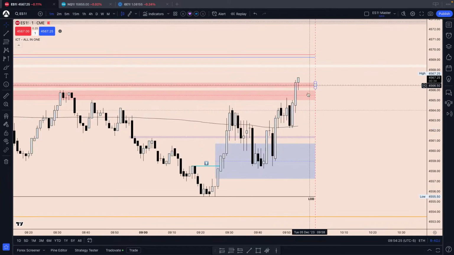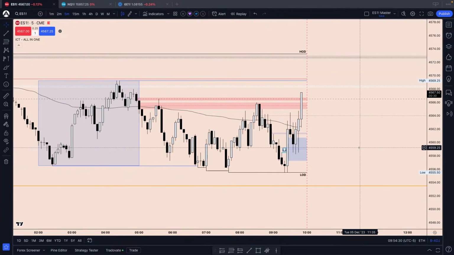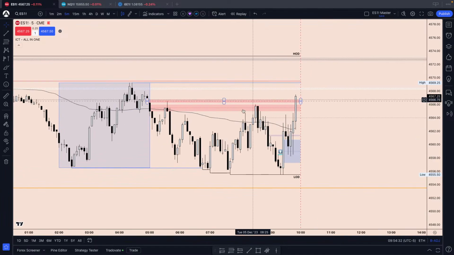Alright, we close above the midnight level. So our 5-minute bullish fair value gap kept holding, and we delivered through our bearish fair value gaps that I used earlier for the short.